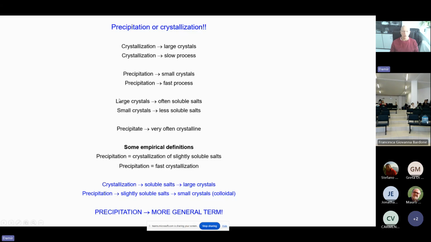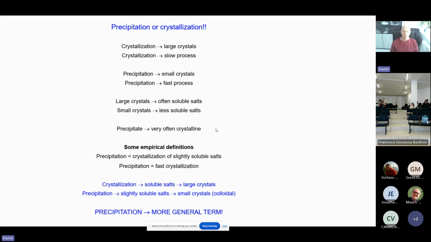Also, we can correlate large crystals with very soluble salts, typically soluble salts. And small crystals are typically less soluble salts. We can conclude that precipitation can very often be crystalline. We saw that under these microscope slides.